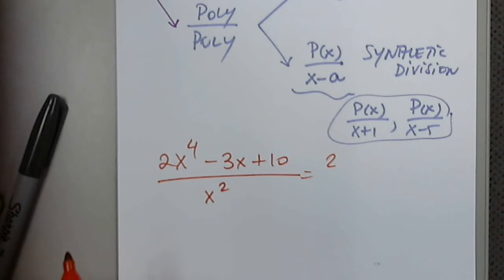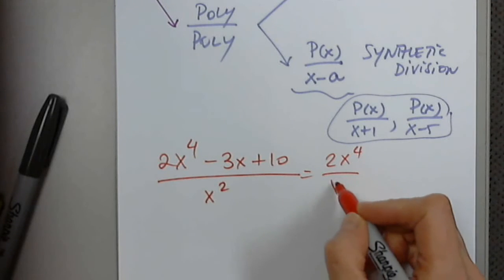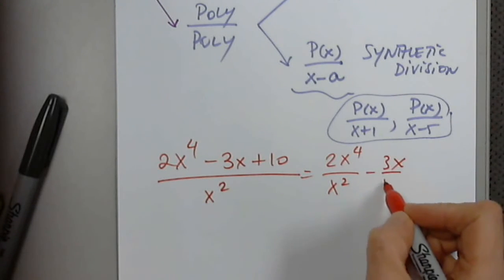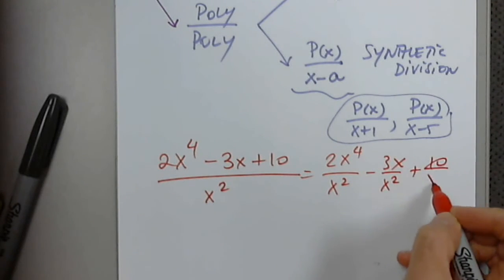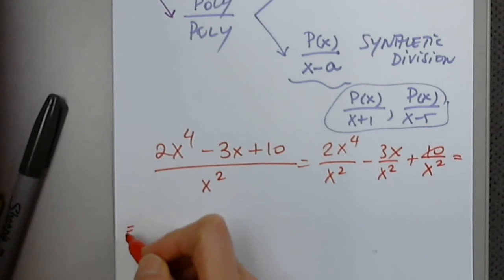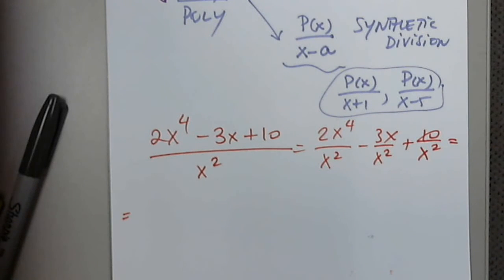Into how many fractions? How many fractions can I split this fraction? 2. How many terms are at the top? I can split it in 3 then. X to the fourth over x squared, minus 3x over x squared, plus 10 over x squared. That's what I can do. And I will have to simplify each and every fraction as much as I can.